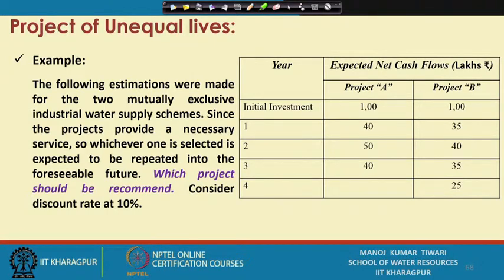Now, this is an example which says that there are estimations for two mutually exclusive industrial water supply schemes. Since the project provides a necessary service, whichever one is selected is expected to be repeated into the foreseeable future. Which project should be recommended? Let us consider a 10% discount rate.